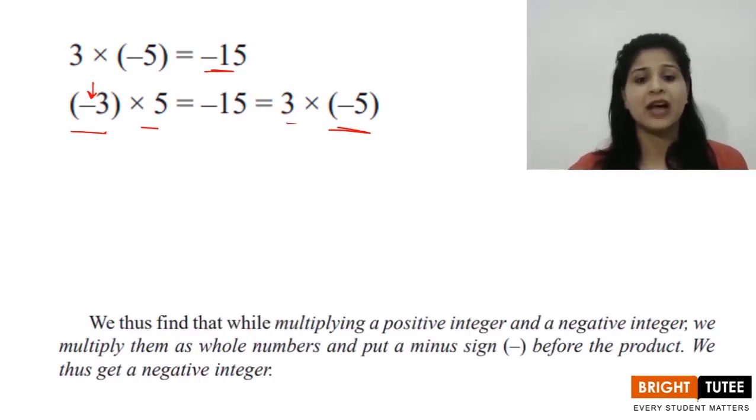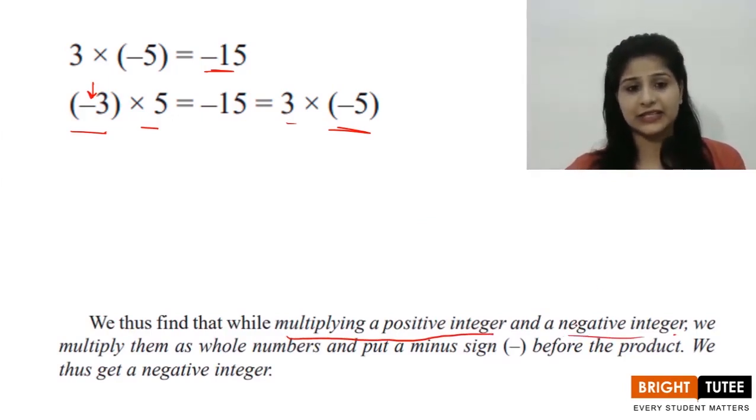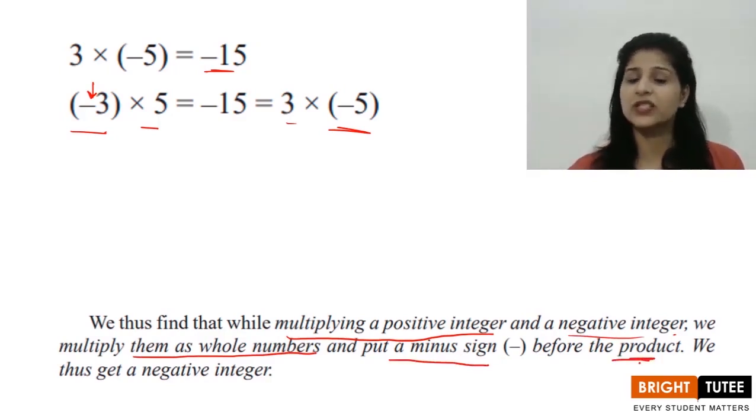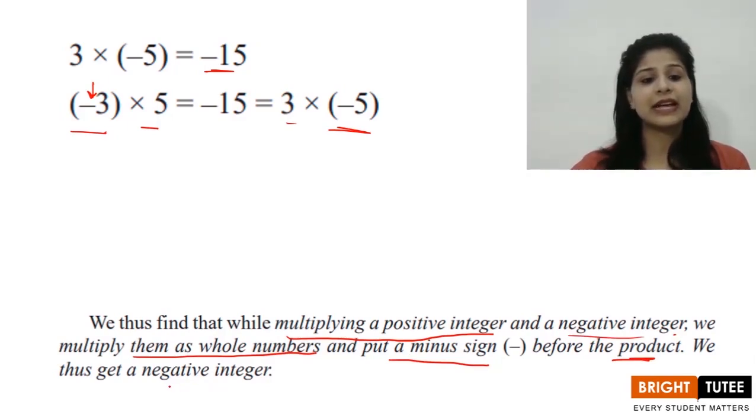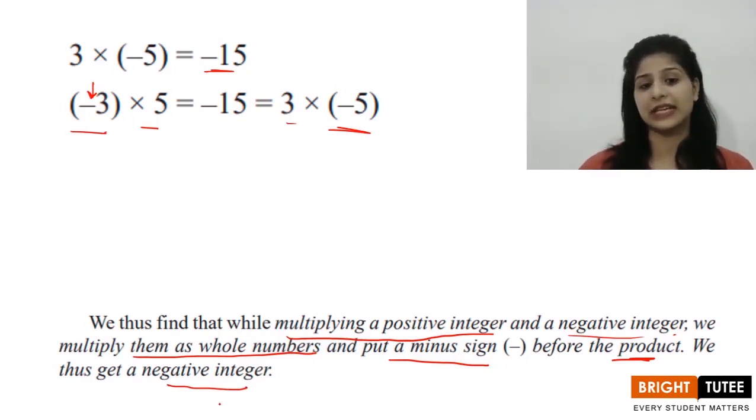So what we can say, while multiplying a positive integer and a negative integer, we multiply them as whole numbers and put a minus sign before the product. This is what we have done. We thus get a negative integer. The answer will always be a negative integer. So this is the result that we can say after doing all of these things.